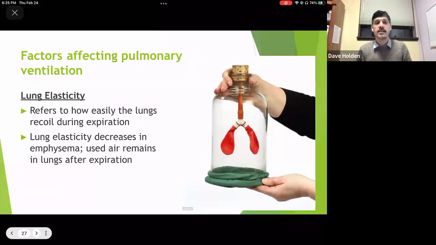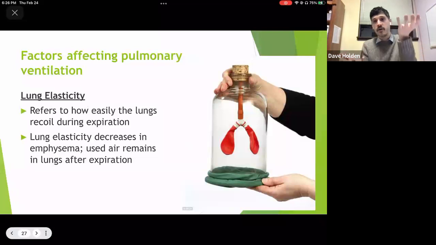Cool. Lung elasticity refers to how easily the lungs recoil during expiration or exhalation, same thing. Lung elasticity decreases in emphysema. Used air remains in the lungs after expiration. You don't want old stagnant air staying in the lungs for too long because that gas is rich in carbon dioxide, not oxygen. So as you keep breathing, your cells aren't exchanging oxygen for carbon dioxide. They're not exchanging anything. If there's carbon dioxide on both sides of the membrane, diffusion doesn't happen.